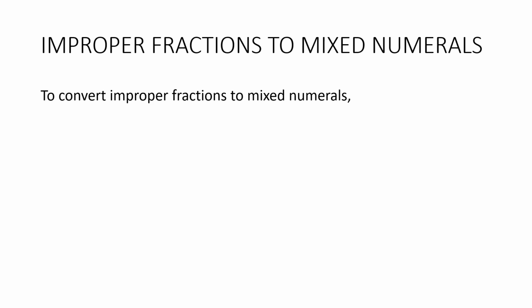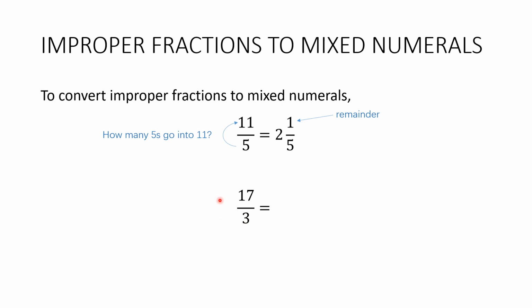We can also go the other way. If we want to convert improper fractions to mixed numerals, we take our improper fraction and we ask how many of the denominator goes into the numerator. So how many 5s go into 11? There's 2. So put the 2 down. What's the remainder there? It's 1. See how we got that? So we've got the same denominator. We go 5 into 11 goes 2, remainder 1. Let's try one more. 3 into 17 goes 5, remainder 2.